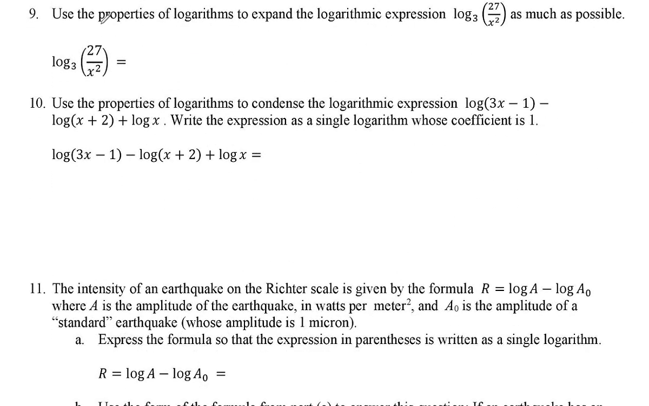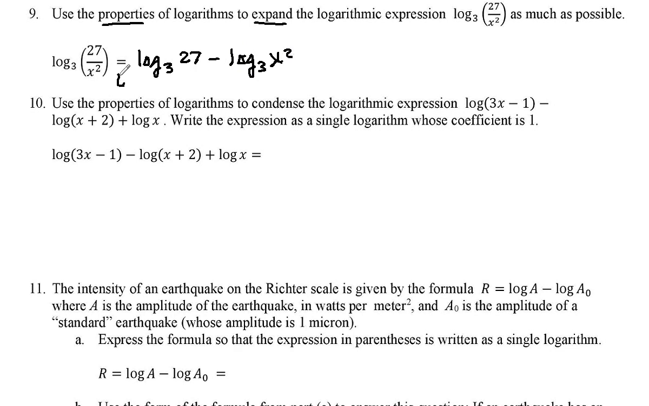And number 9 here, we're going to use some properties of logarithms to expand. So we're going to expand the logarithm log base 3 of 27 over x squared as much as we can. So we've got a division inside the log here. And remember, division inside the log is subtraction outside. So this is going to be log base 3 of the top, 27, minus log base 3 of the bottom, x squared.